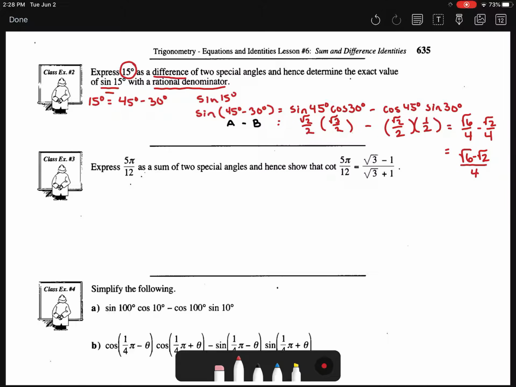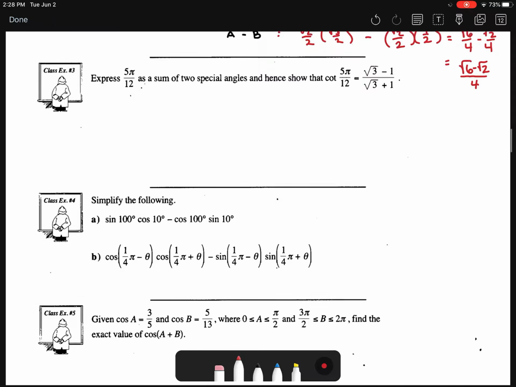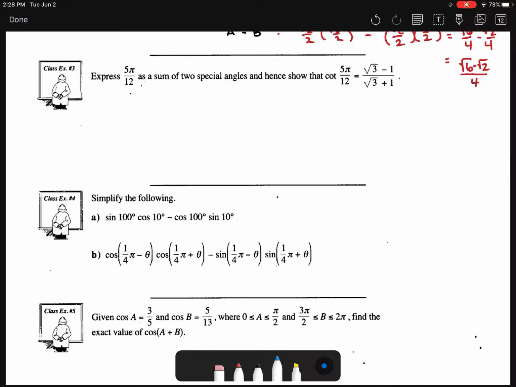But hopefully you can see in that question when I want to use that, when we're talking about angles that we don't know the special values of the reference angles. So same thing in 3 now, but again, this time we're discussing the angle in radian measures, so 5 pi over 12. And what they say here is express 5 pi over 12 as a sum. So this time we're going to add two special angles and show that. So there's a couple issues here.